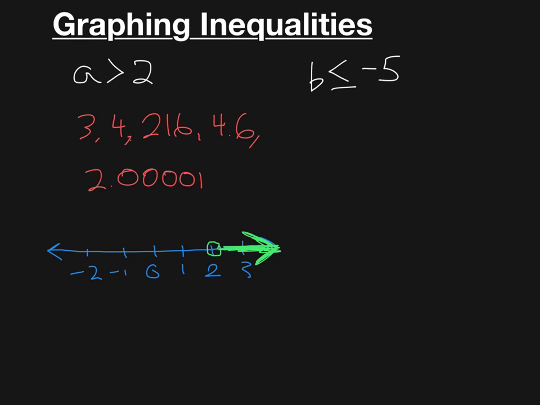And then we draw a big arrow here to show that this shaded section is going to continue to the right, and all of the shaded areas are our values, right? All of the shaded areas are the values that are greater than 2.